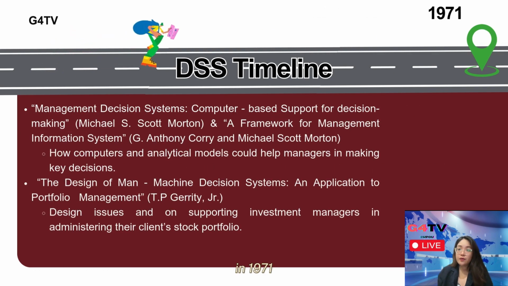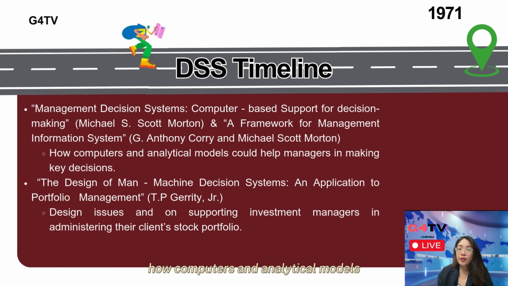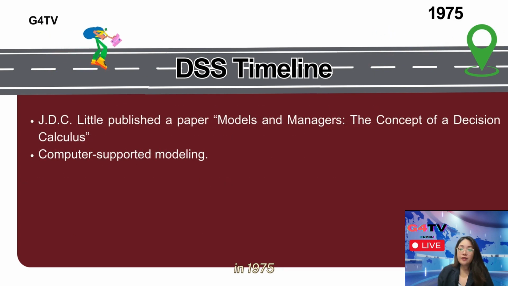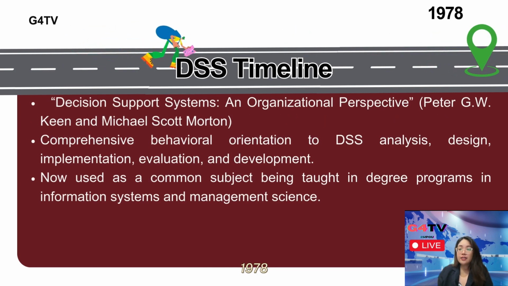In 1971, three published papers have mainly talked about how computers and analytical models help in decision making, as well as how it supports management or investment managers in managing stock portfolios. In 1975, computer-supported modeling is introduced by J.D.C. Little. 1978 is when Morton and Keene introduced the comprehensive behavioral orientation to DSS.